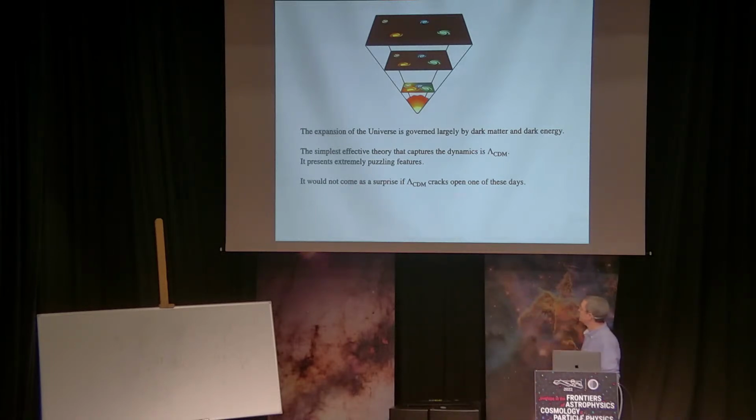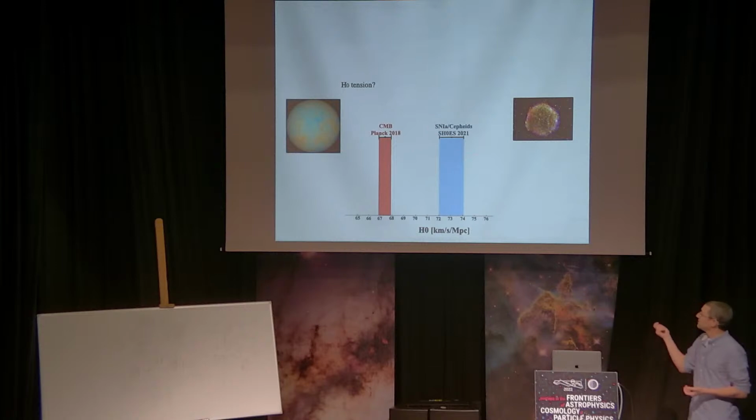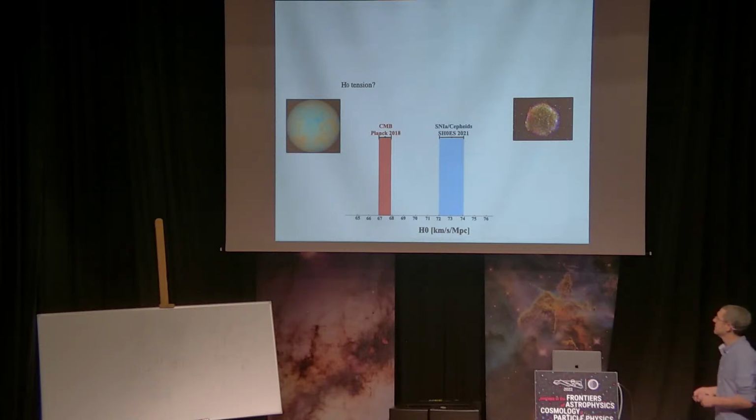So nobody would be really shocked if lambda CDM cracks open and breaks down and we find something new. And from this point of view, the H0 tension is very promising and I think very exciting. And what we have here, as Matteo discussed, is what seems to be tension between two independent measurements of the Hubble expansion rate H0.